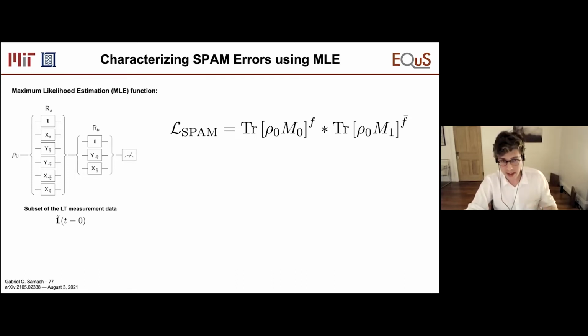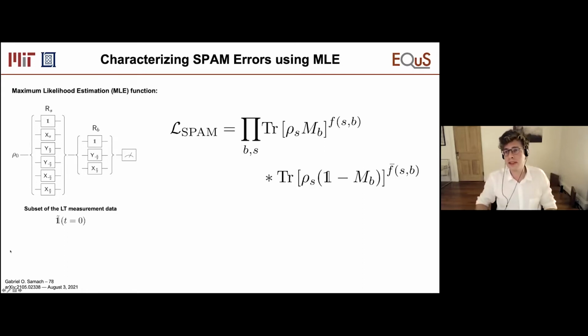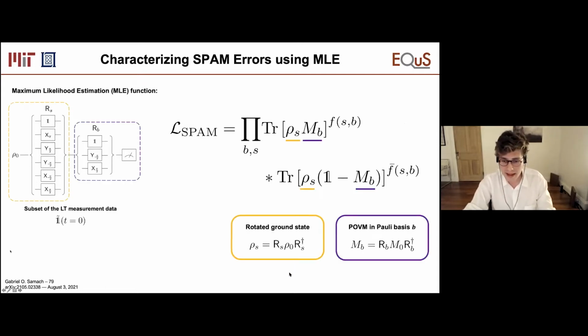So here we can take our maximum likelihood function and add a whole bunch of terms to that product. We can multiply over all of our initial states S and all of our measurement axes B, and just append the corresponding term to our maximum likelihood function. Here, rho sub S is just going to be our rotated ground state, and M sub B is going to be the POVM in the Pauli basis B.